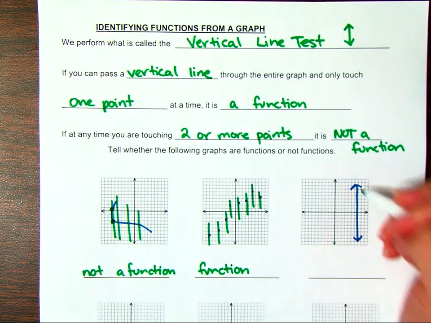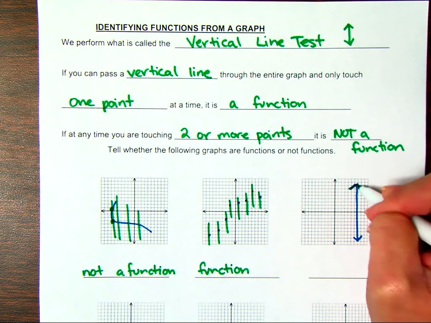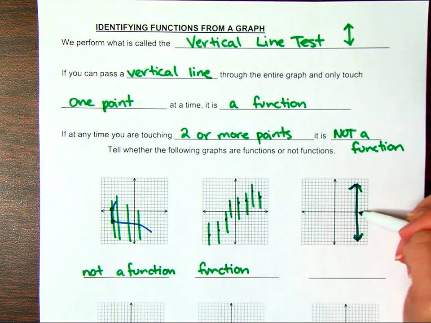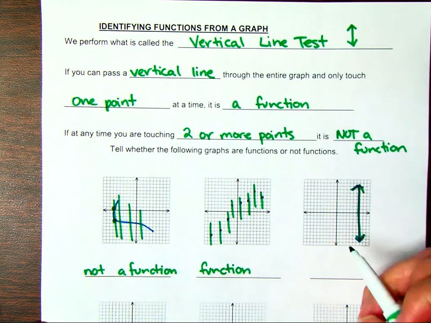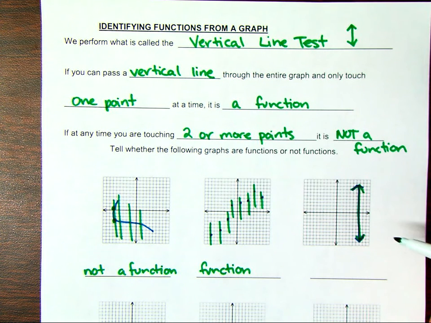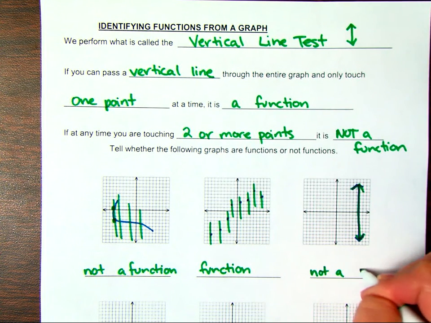Well, by definition, this is already a vertical line, so if I were to draw a line over it, it's hitting, that means that your x value is the same every single time. So if your x value is the same and all your y values are different, that means that your x value is being matched to more than one y value. So by definition, this is not a function.